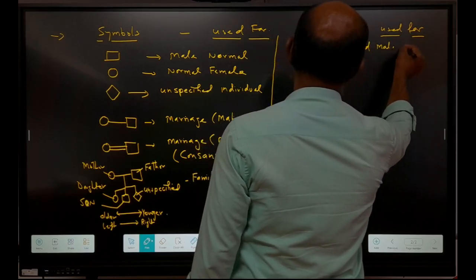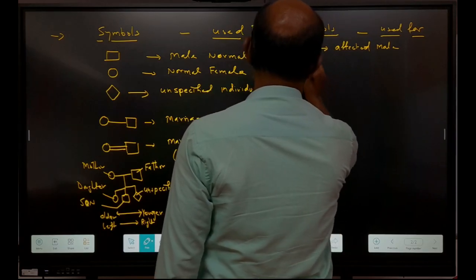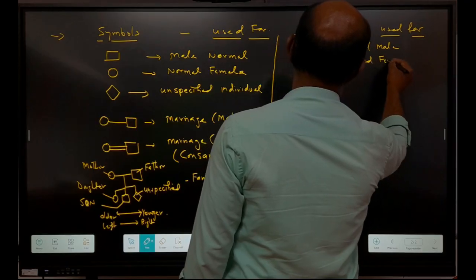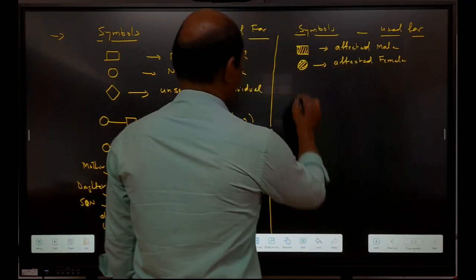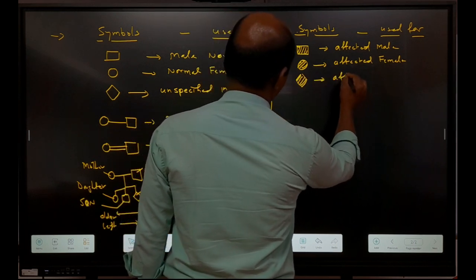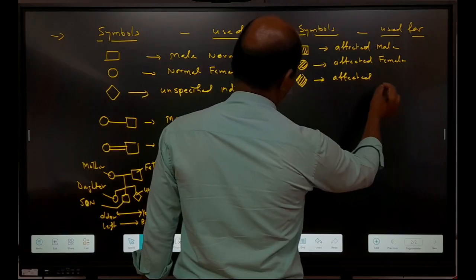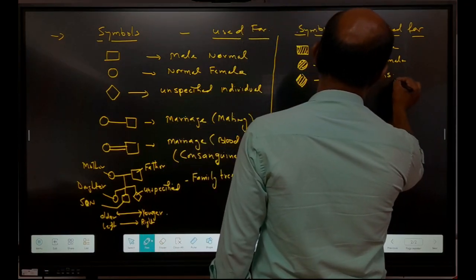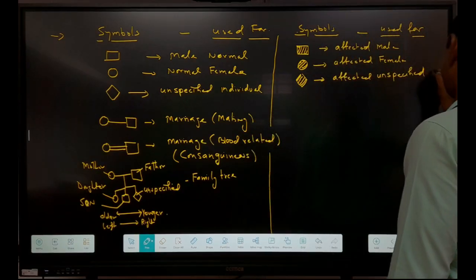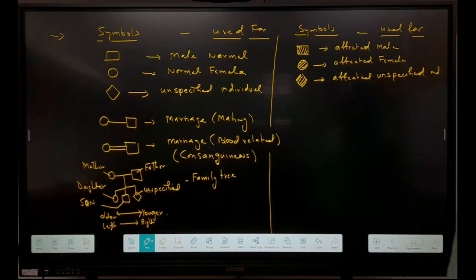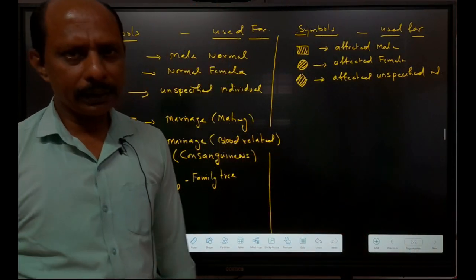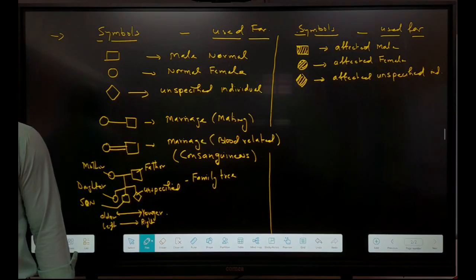Affected male. This one represents the affected female, right? Affected unspecified individual, right? Affected unspecified individual. Now here, heterozygous and homozygous are also represented by this one, right?